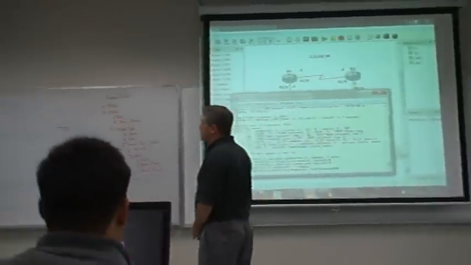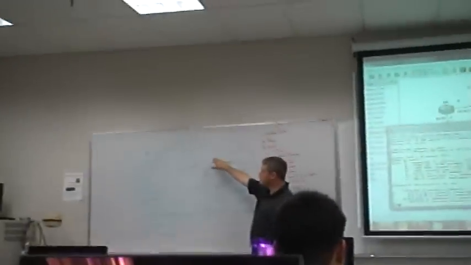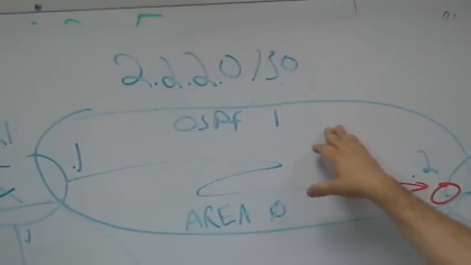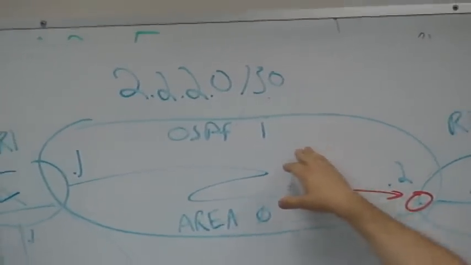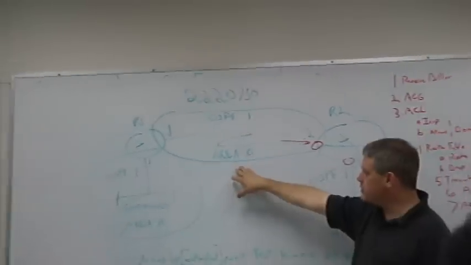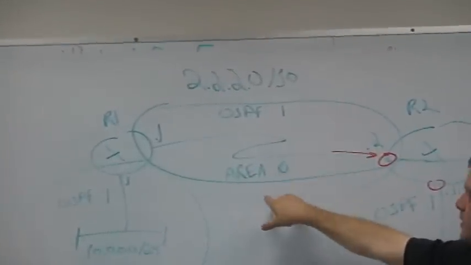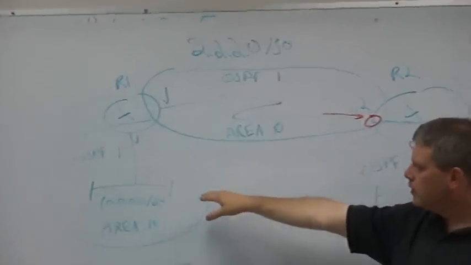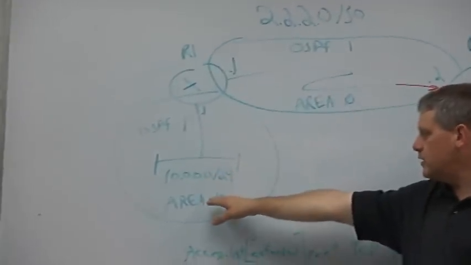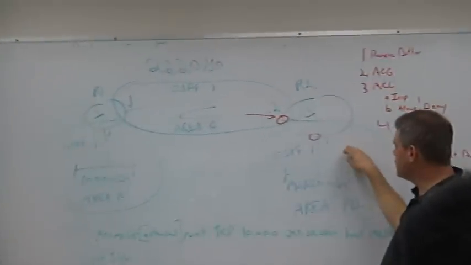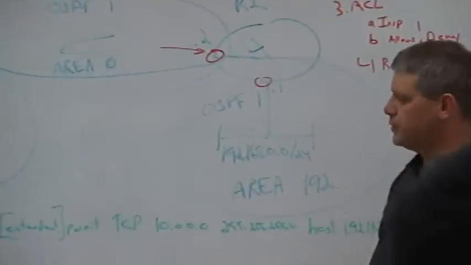What I'm going to do is configure Open Shortest Path First, which is a link state dynamic routing protocol. Hopefully you learned that from 347. I'm going to set up R1's serial interface and R2's serial interface in area 0, R1's FastEthernet in area 10, and R2's FastEthernet in area 192.